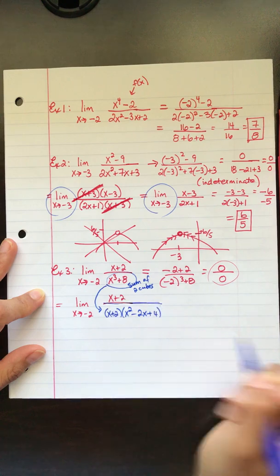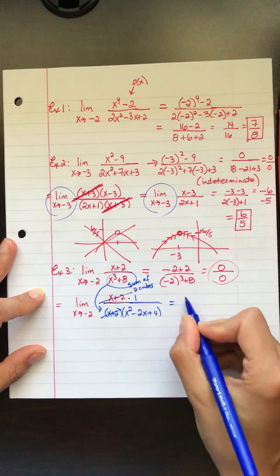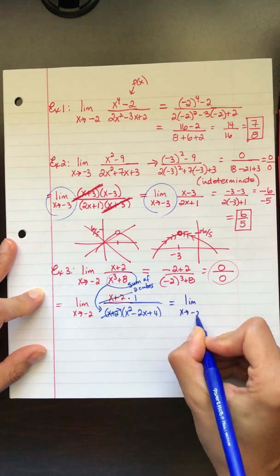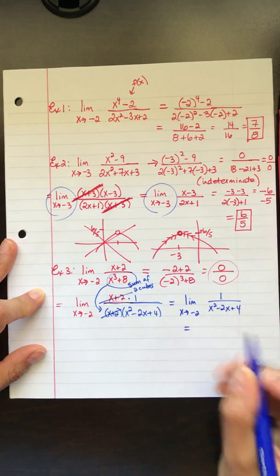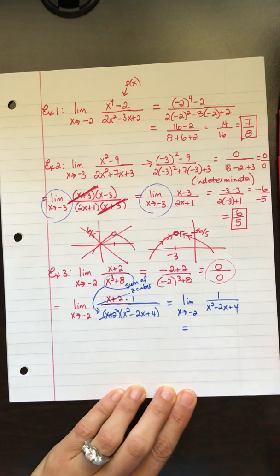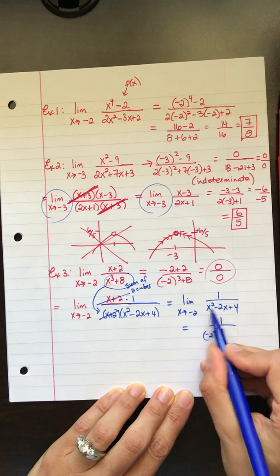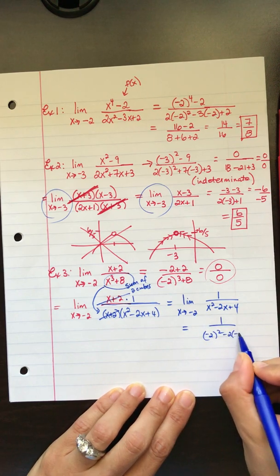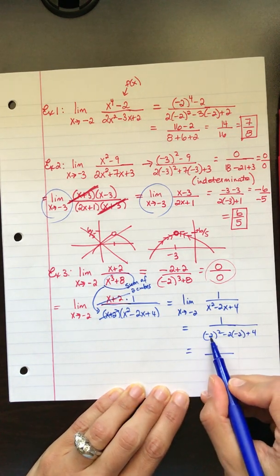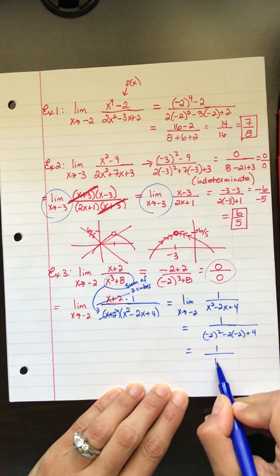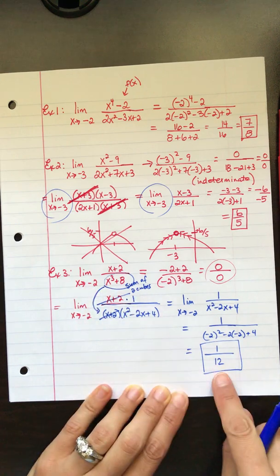All right. Watch what happens. You're able to cross out the x plus 2's. There's a times 1 up here. So now I have the limit as x approaches negative 2 of 1 over x squared minus 2x plus 4, which I think direct substitution is going to work now. I'm going to have 1 over negative 2 squared, plugging in negative 2 for these x's, minus 2 times negative 2 plus 4, which is 1 over 4 plus 4 plus 4, which is 12. My limit for this problem as x approaches negative 2 is 1 over 12.